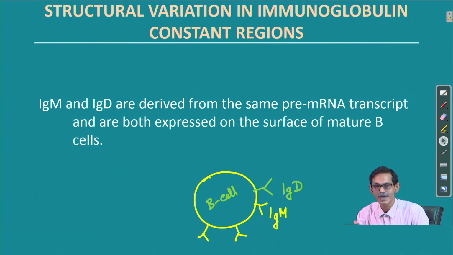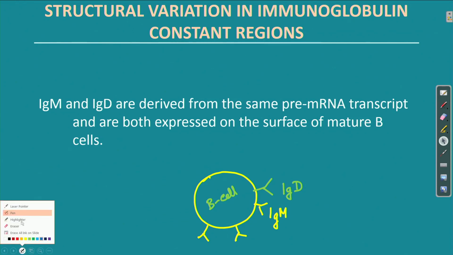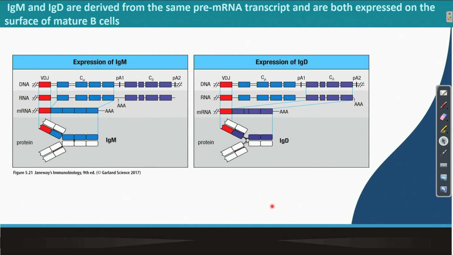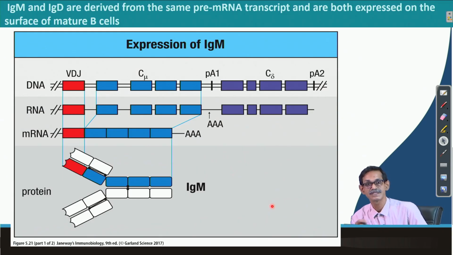So, if we go back to this slide, as a result, in the B cell as a receptor we see IgM and IgD together. This is the alternate splicing product of a single precursor RNA, which gives expression of IgM as well as IgD. I hope it is clear. Now, I will explain a very similar thing.